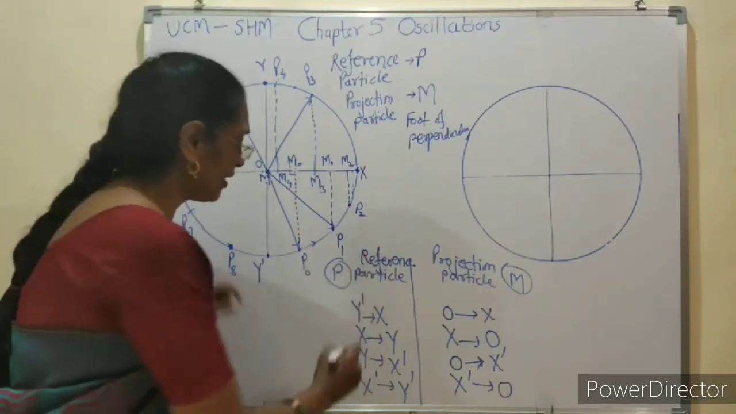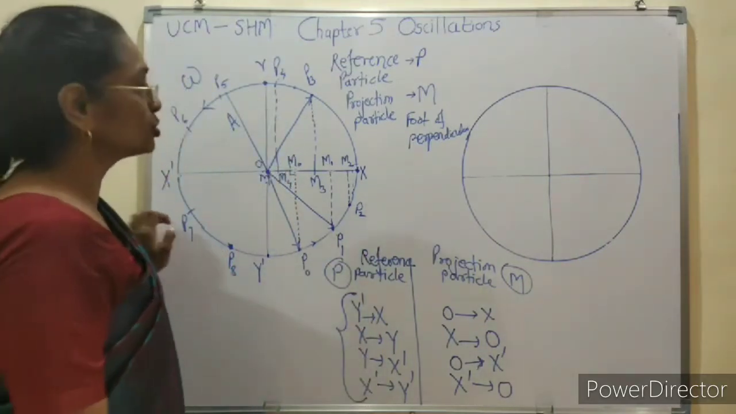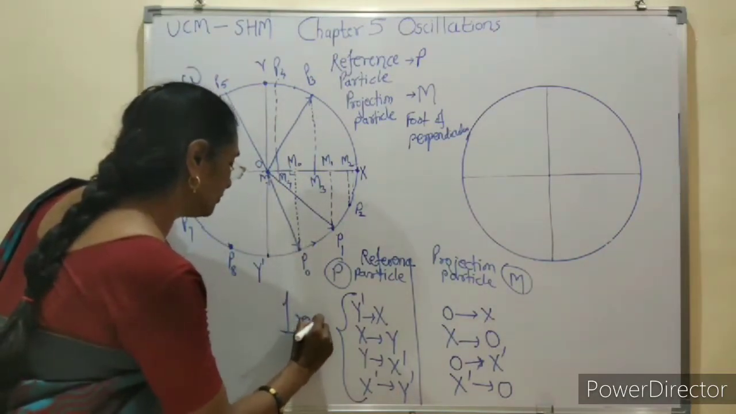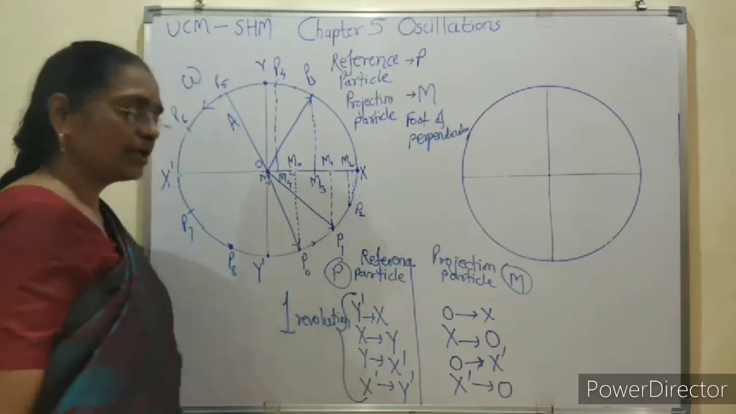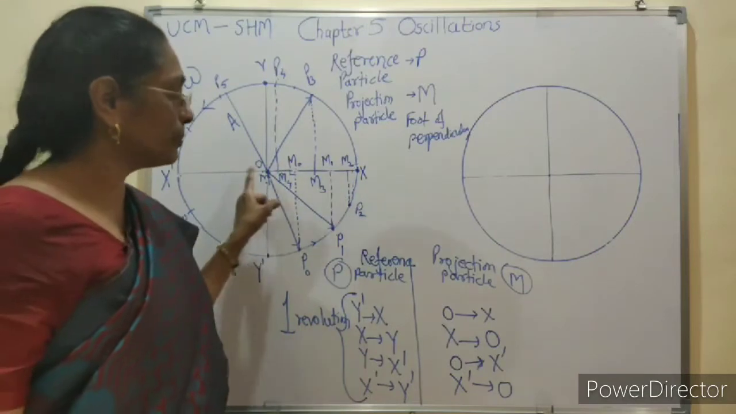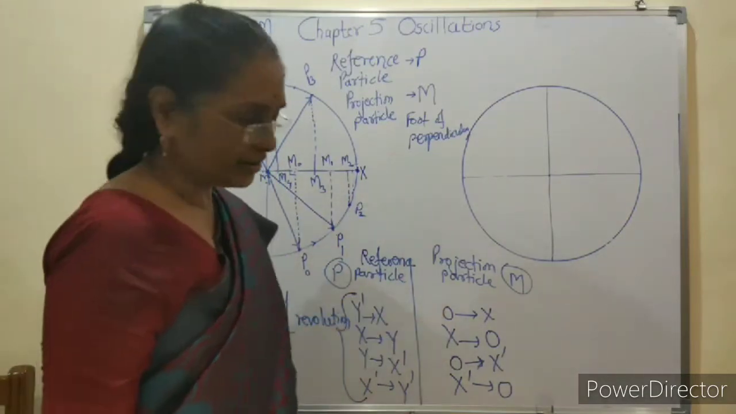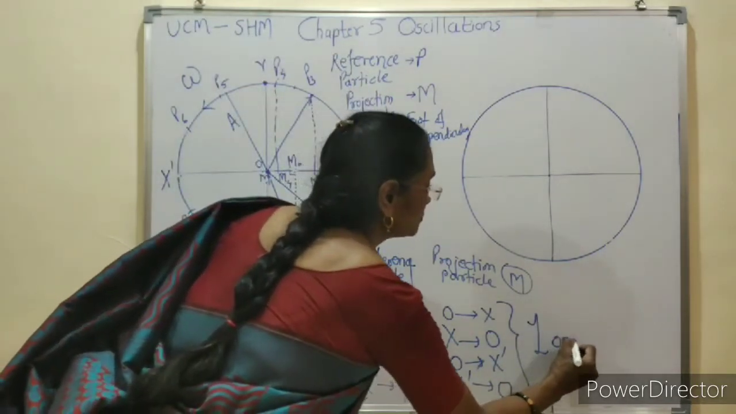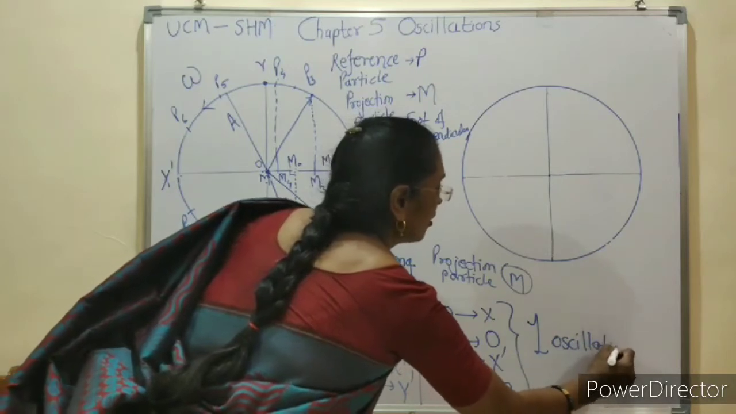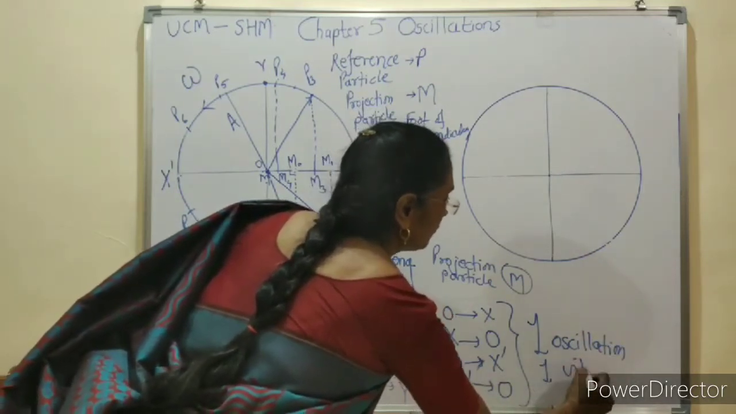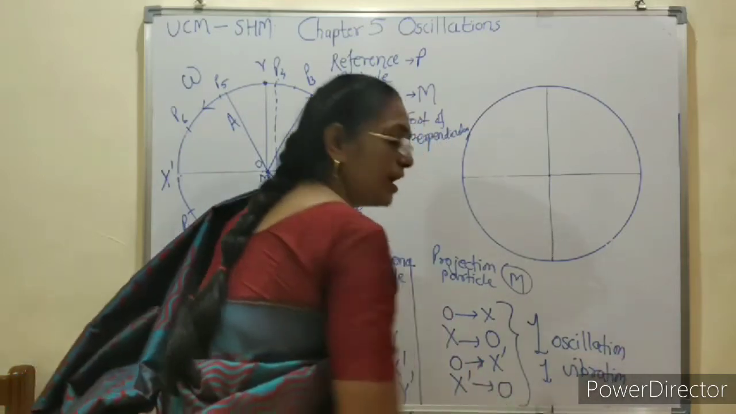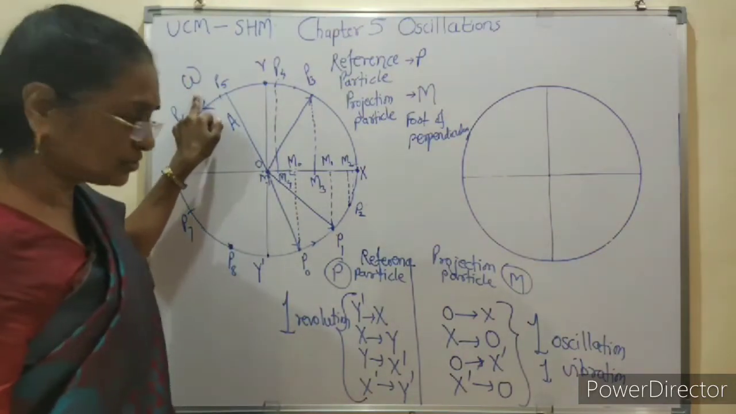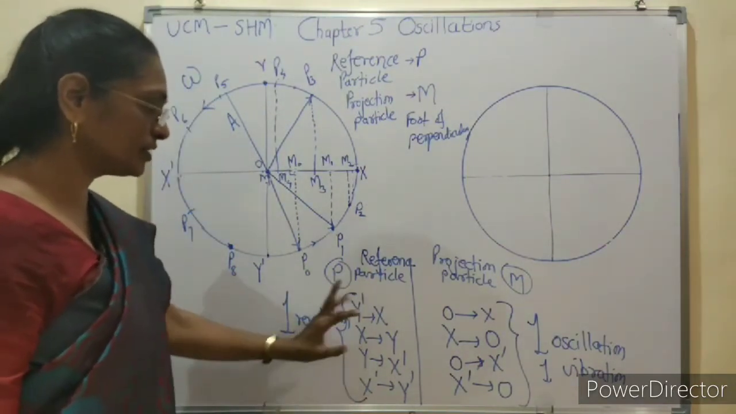So the reference particle has completed its motion along the circumference. It is one revolution, and the foot of perpendicular, or projection particle, has completed one set of movements. It is called one oscillation, or one vibration. As its velocity is constant, it is uniform circular motion, UCM, for the reference particle.